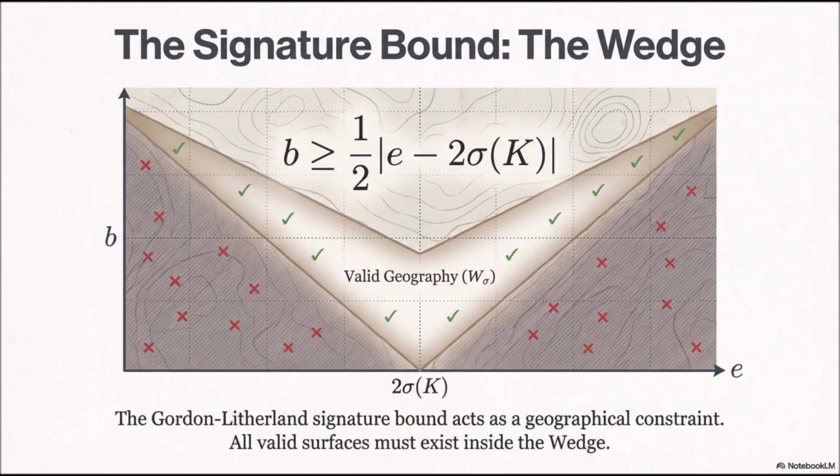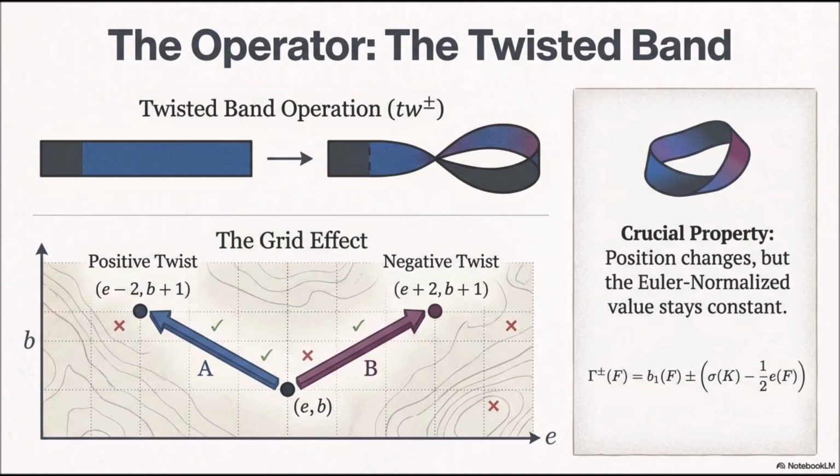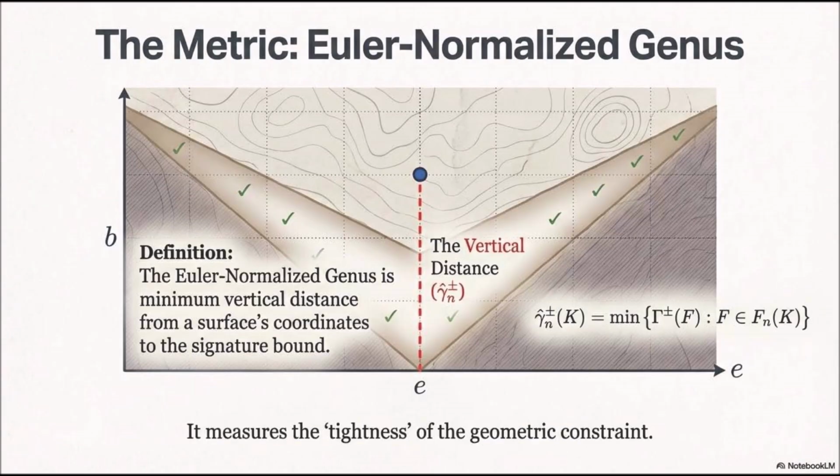To define the Euler-normalized non-orientable genera of a knot, K, a subset of S^3. We begin by setting notation. Standard setup. K is our knot. S^3 is the 3-sphere. Stop. We have to do this.